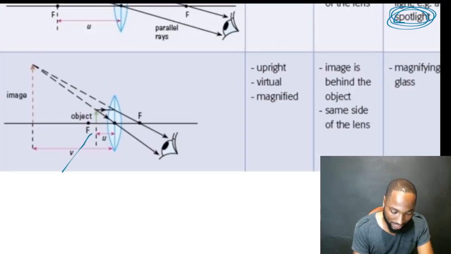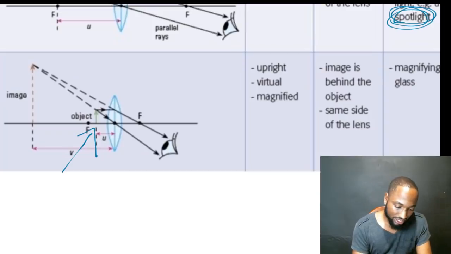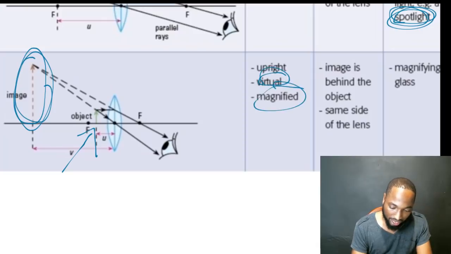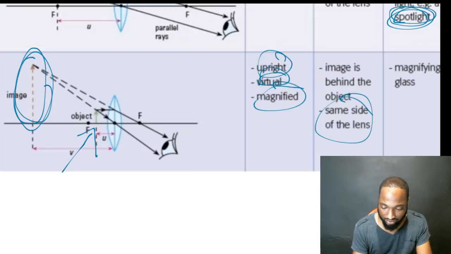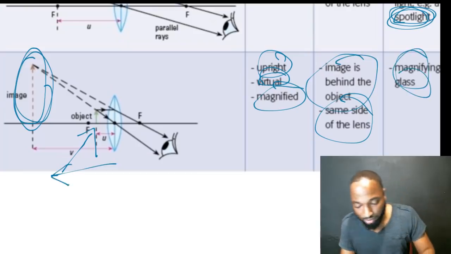If we do the weird thing and pull that object all the way in front of the focal length, the image is virtual, it's magnified, it's upright, it's on the same side of the lens, behind the object. It's behind the object itself now, and this is using a magnifying glass.